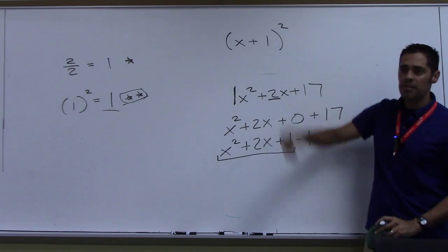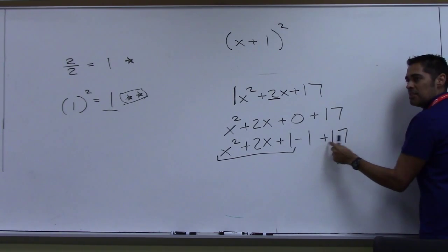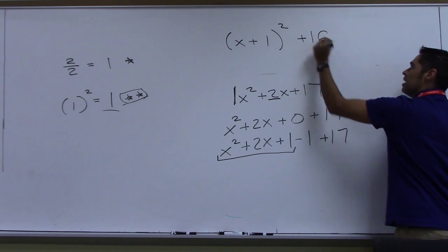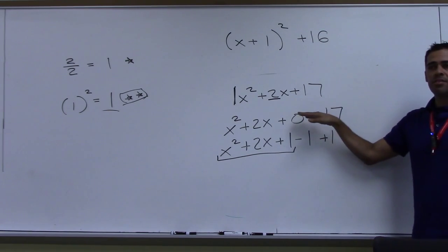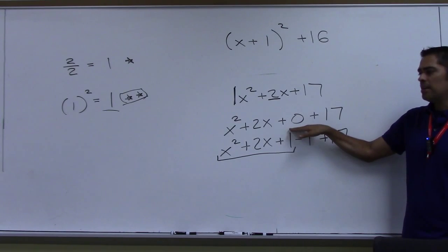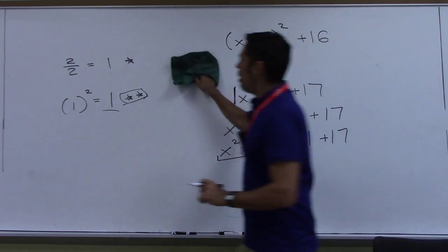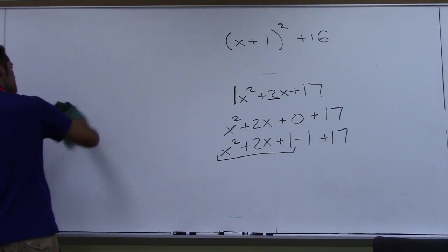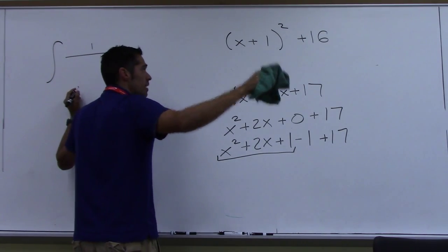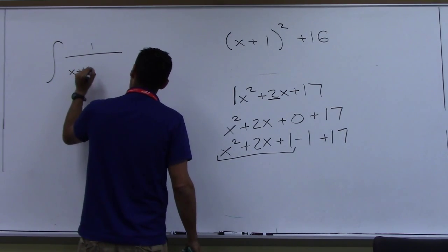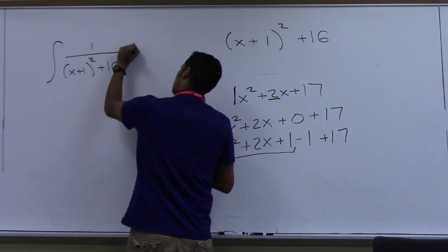So this right here is this, yes? What's still there? Minus 1 plus 17, which is plus 16. That's the correct way to complete the square when you don't have an equation: to realize a hidden 0, rewrite it, and then make it happen. So the original problem, 1 over that irreducible quadratic, actually turns into 1 over (x plus 1) quantity squared plus 16 dx.